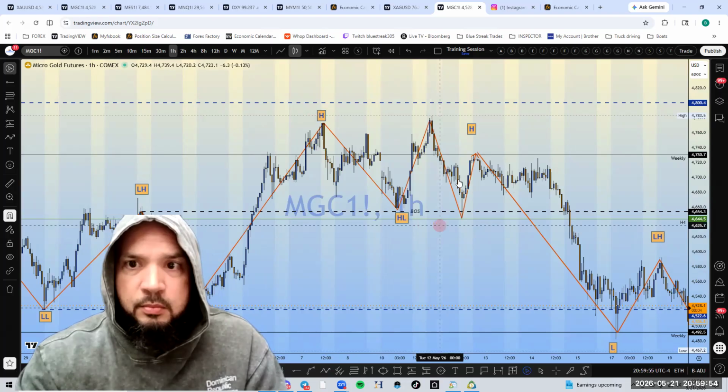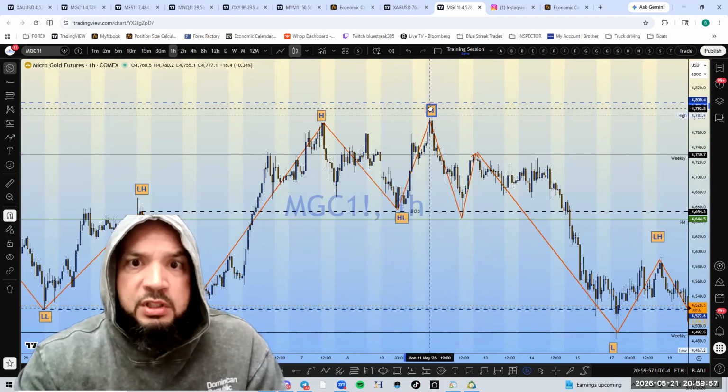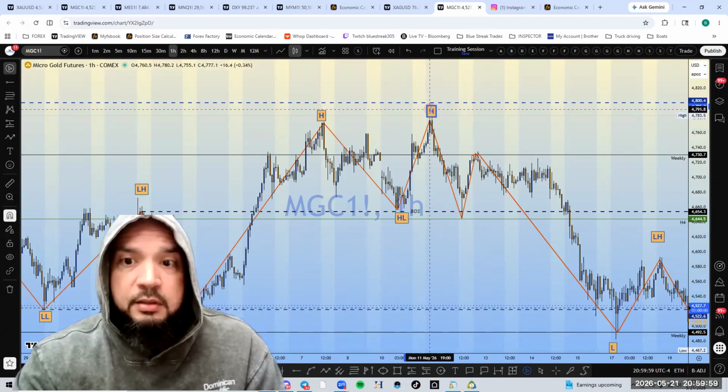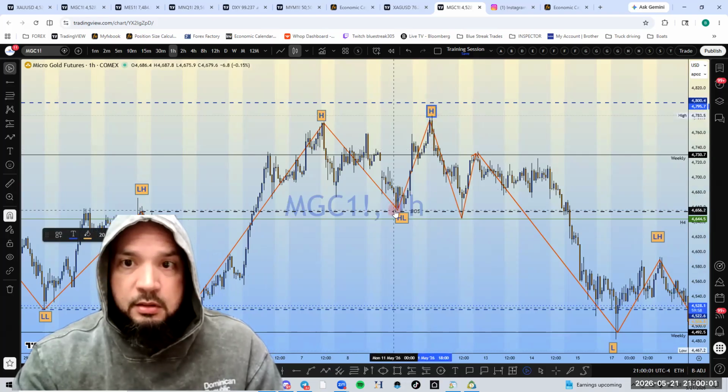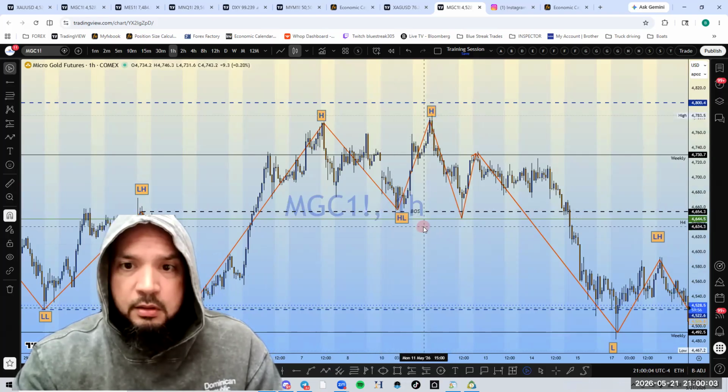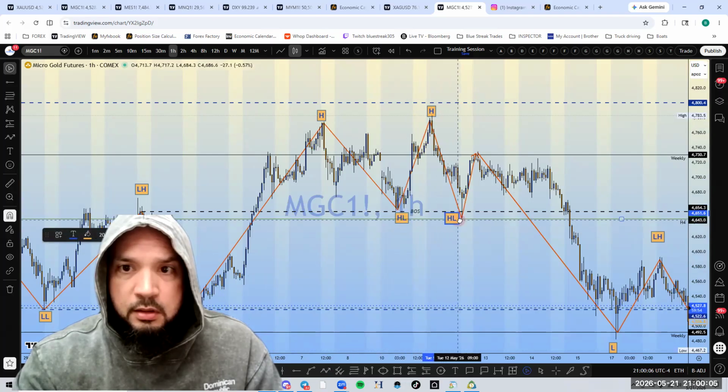Notice where the equal high is, Jose? Yeah, this would be just a high. It didn't create a new high. So it's an equal high, right? Yeah, that's an equal high. And then notice how the structure changed and it starts going down again.